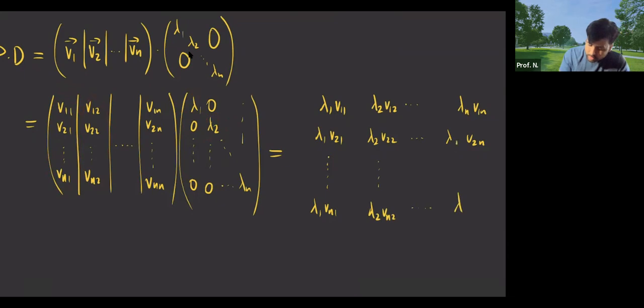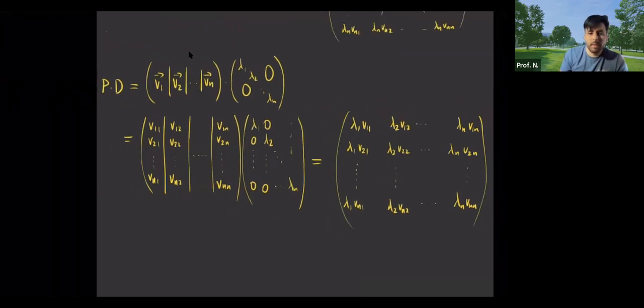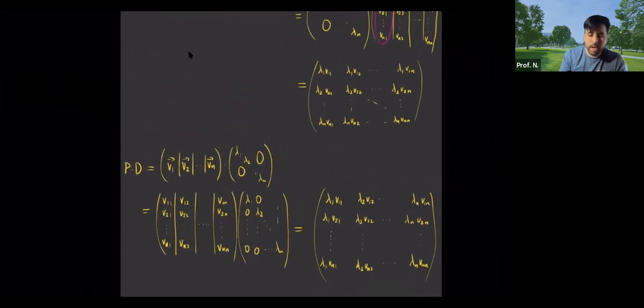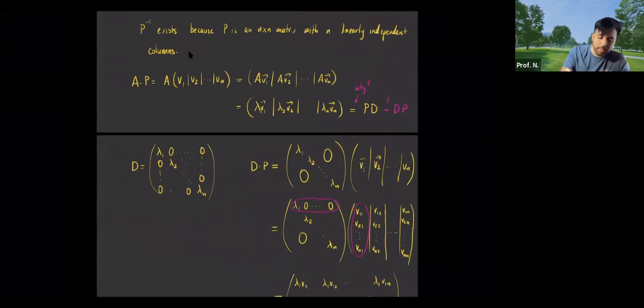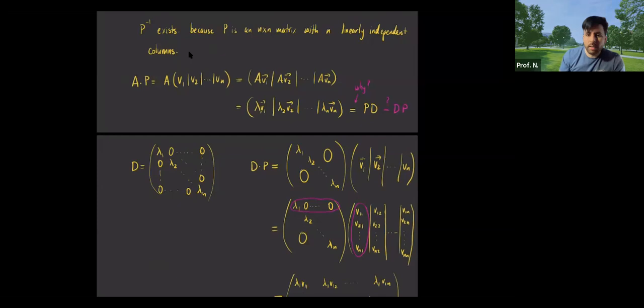Sorry, it should be lambda n. Does everybody see what I'm doing here? What I'm showing you is why it is that A times P, the matrix A with the set of column vectors being eigenvectors P, equals PD and not DP. Do you guys see that now?